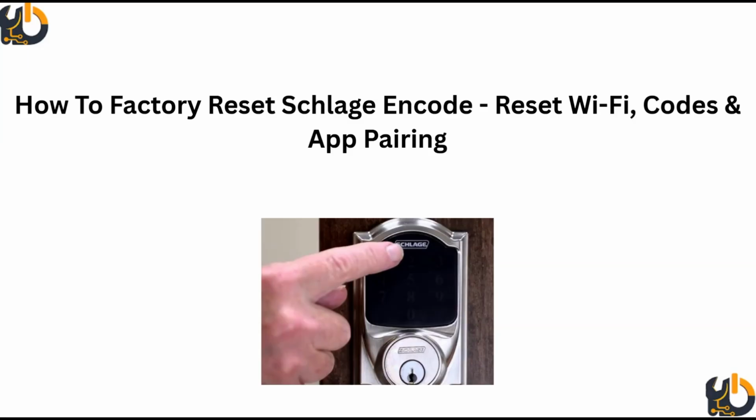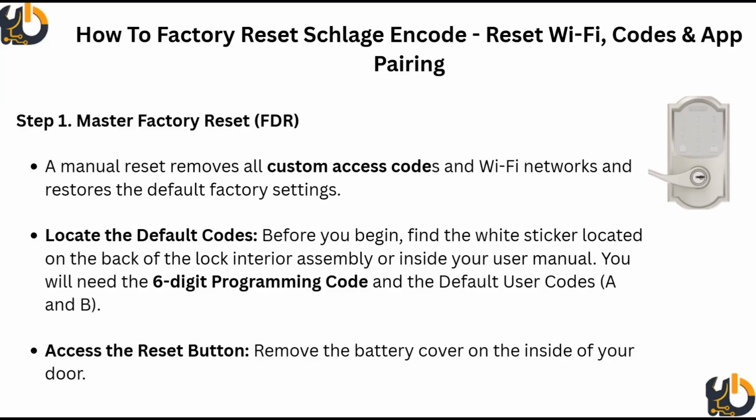Today in this video, we are going to see how to factory reset Schlage Encode, reset Wi-Fi codes and app pairing. Step 1. Master Factory Reset FDR. A manual reset removes all custom access codes and Wi-Fi networks and restores the default factory settings.